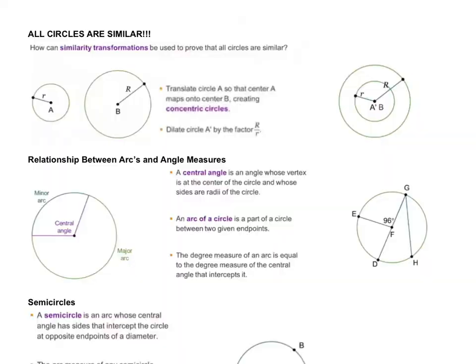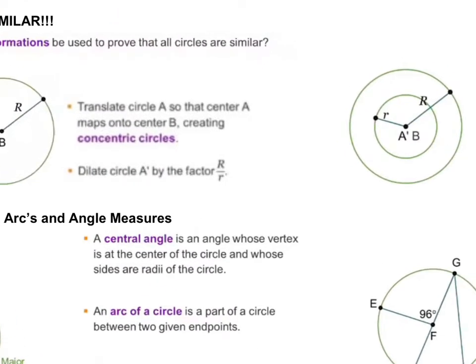Okay, let's go look at the next page. One cool, unique thing about a circle is that all circles are similar, and how we get from one circle to the next is basically by a dilation. We would dilate a circle by the factor of big R divided by little r. And that's how we get that. These are what we call concentric circles over here. Concentric circles are circles that share a common center.